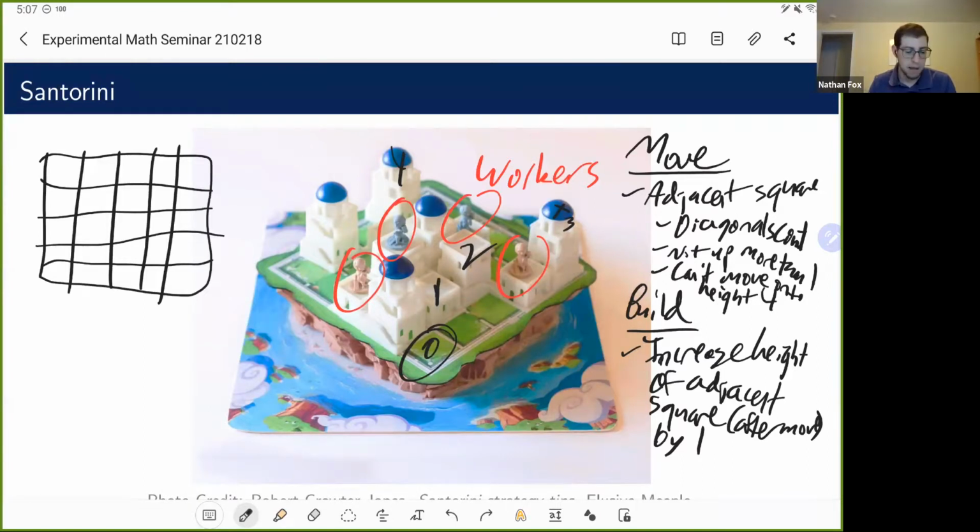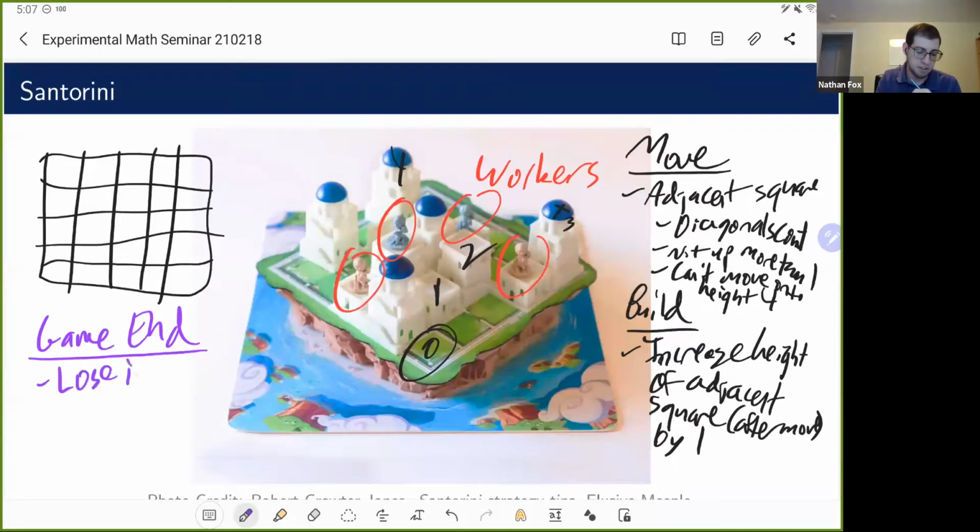And then eventually the game ends. So how does the game end? There are 2 ways the game can end. Those of you who have some familiarity with game theory might have already guessed one of the ways: you lose if you can't move. That would mean both of your workers are trapped somewhere. And that very often does happen.